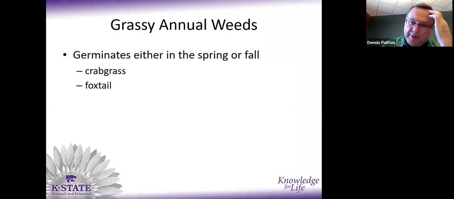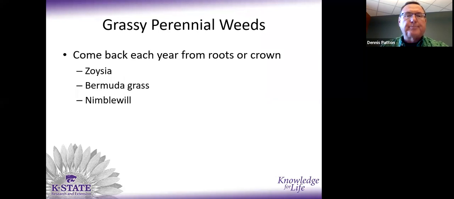So keep in mind with grassy annual weeds, they can germinate either in the spring or the fall. Crabgrass and foxtail both germinate in the spring. Annual bluegrass germinates in the fall. And this is important because it tells us about control times. When's the ideal time to control? Going back to last time's session about knowing your weeds, we really focused on their habitat and when they germinate. It sets them up for ideal times of control.